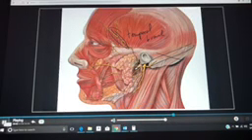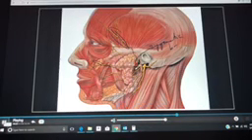Then the next one, where the red arrow is, that's your zygomatic branch. You see the temporal branch, and then here the red arrow is the zygomatic branch of the facial nerve.